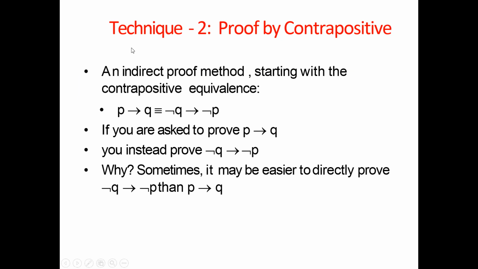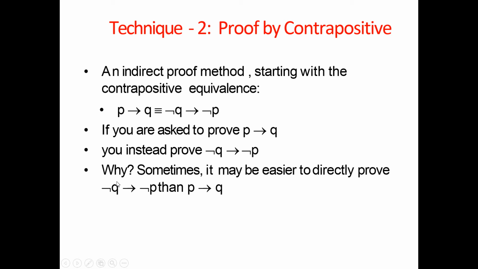Okay, next method, technique 2, proof by contrapositive. This is an indirect proof method starting with the contrapositive equivalence. We know that P implies Q is equivalent to negation Q implies negation P. So if we are asked to prove that P implies Q, we instead prove negation Q implies negation P.